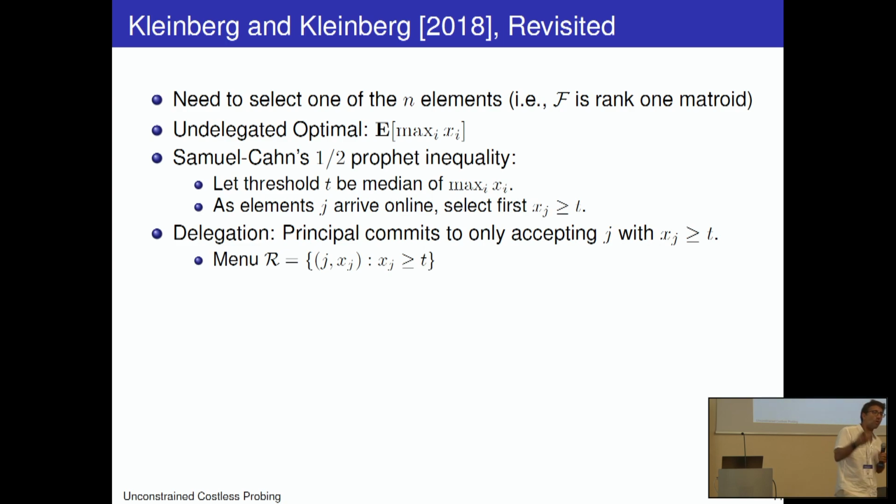Now, going back to the delegation setting, where instead of these things arriving online, we're delegating to someone to select one of them. What we're going to do is say to our agent, I'm only going to accept elements that beat this median. So now someone else is doing the selection for you, and you require that they beat this threshold. That's the same as designing this menu that I drew here. For each element, you tag it with the x_j's that exceed the median. That's your requirement: if I accept this element, it had better beat this threshold.